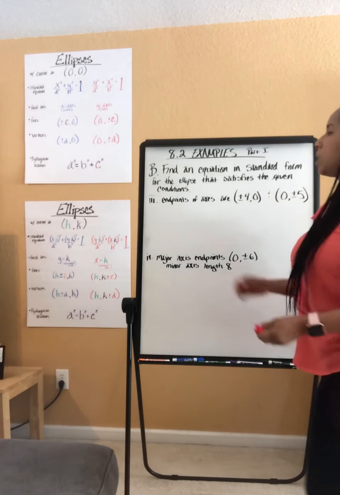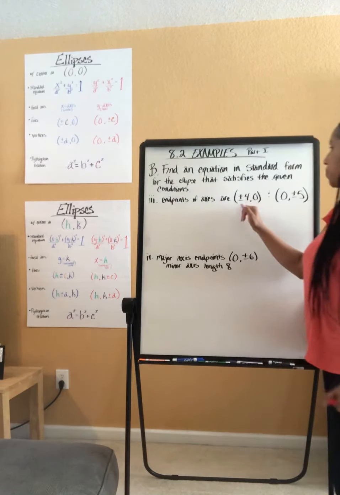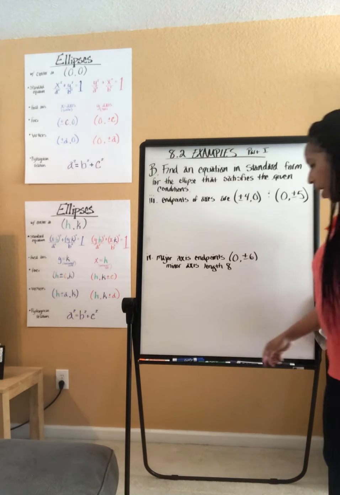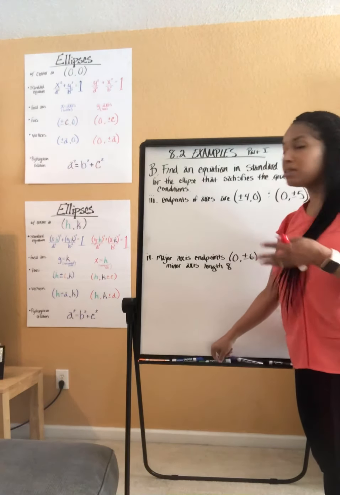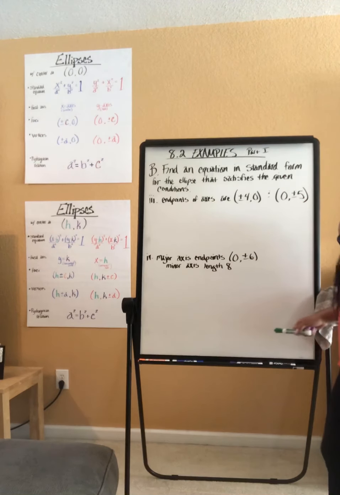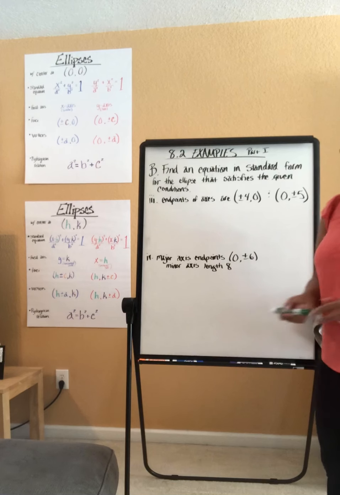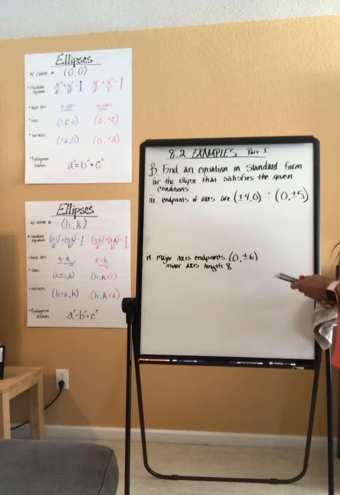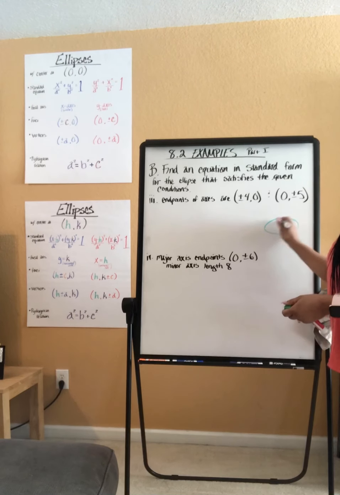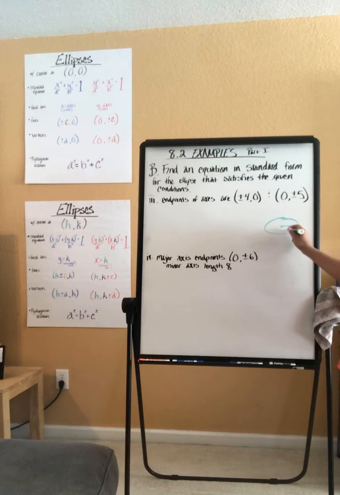B3. If the endpoints of the axes are (±4, 0) and (0, ±5)... now the endpoints of the axes, those are the vertices, okay? So remember we said if we had an ellipse, from here to here, whatever the longer one is your A, the shorter one, your major axis, your minor axis.